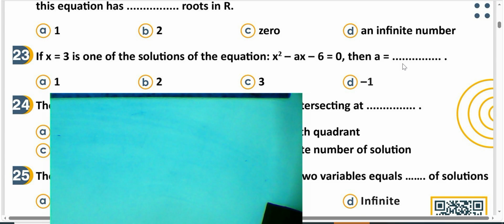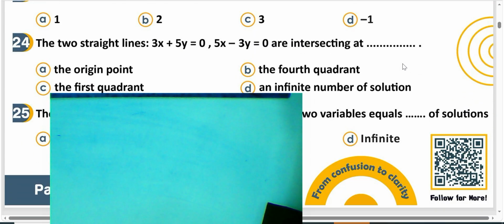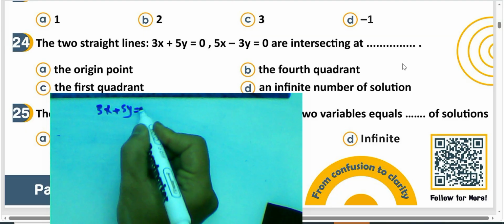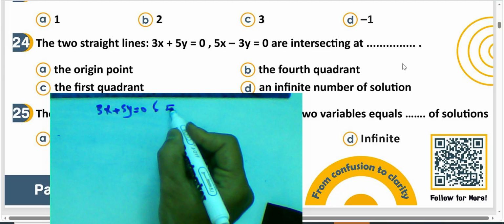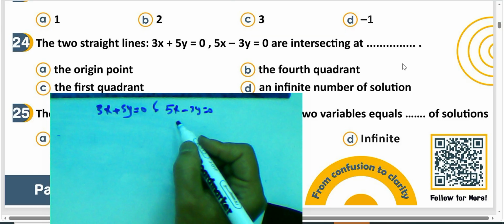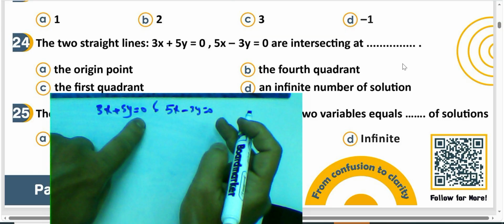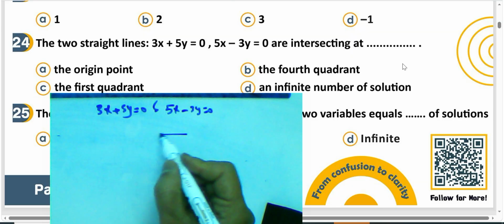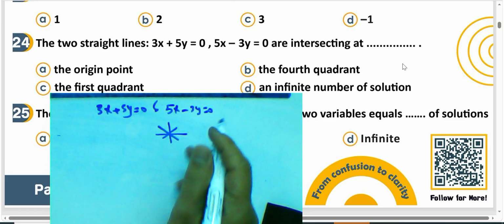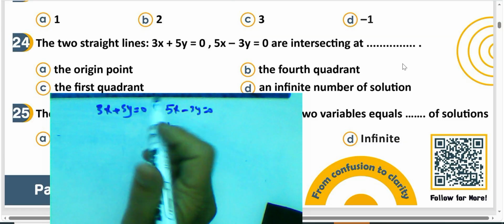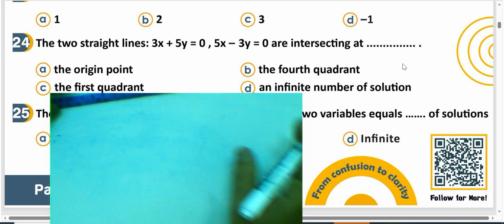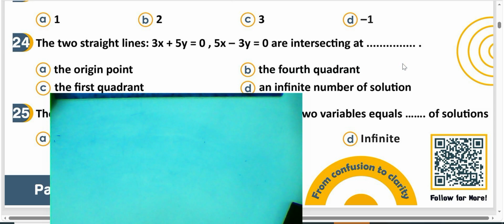Next question. The two straight lines 3x plus 5y equals 0 and 5x minus 3y equals 0. We have two equations here. The constant in both is 0. Then the two straight lines cut at the origin point. They intersect at the origin because the constant here is 0. So the result here will be letter A, cut at the origin point. Choose letter A. Next question.